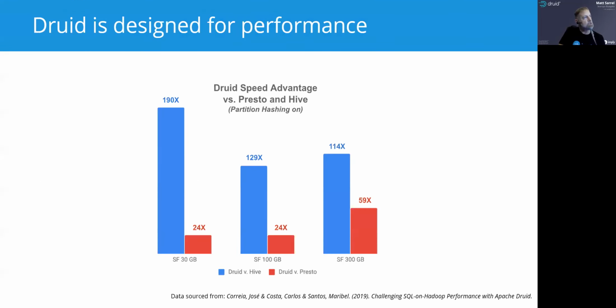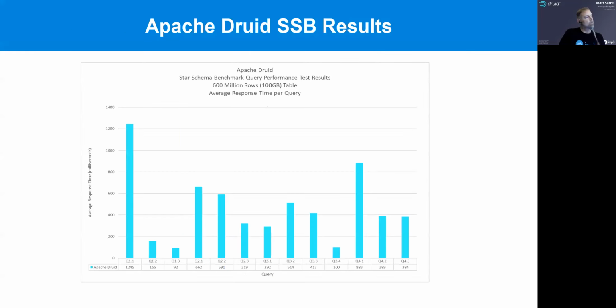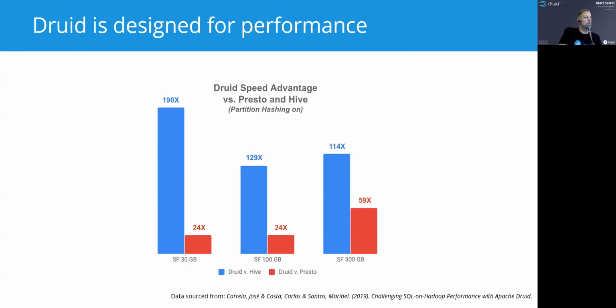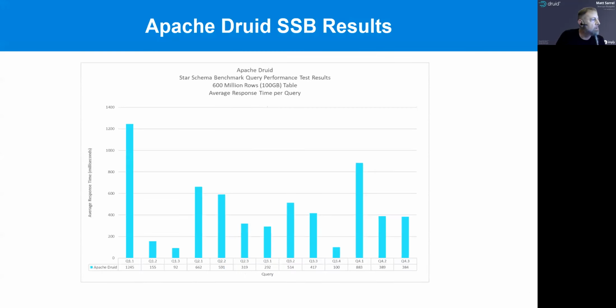Part of where the idea came to do this was that these guys at the University of Minho in Portugal, and I'm sorry if I pronounced that incorrectly, wrote a paper where they looked at Druid versus Presto and Hive. They basically concluded that Druid was really fast compared to Presto and Hive. So what I did was I ran the Star Schema Benchmark, and these are the results on the overall data set.